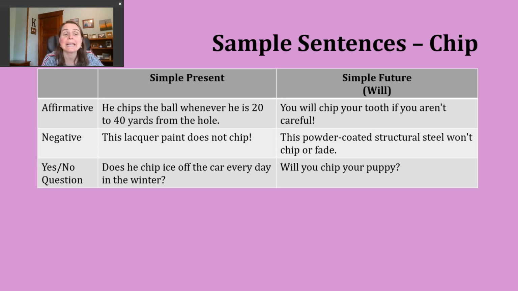Finally, let's look at making a yes or no question in the simple future. To do this, start with will, then use your subject, and then the base verb. Here's my last example. Will you chip your puppy? Right, so here that's going back to that idea of inserting a microchip into a young dog.